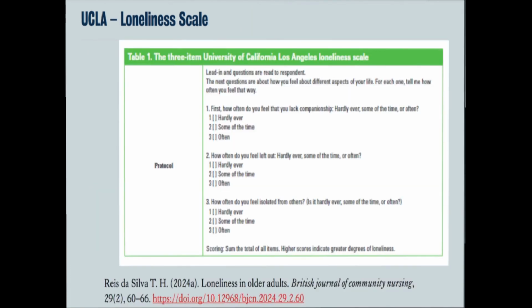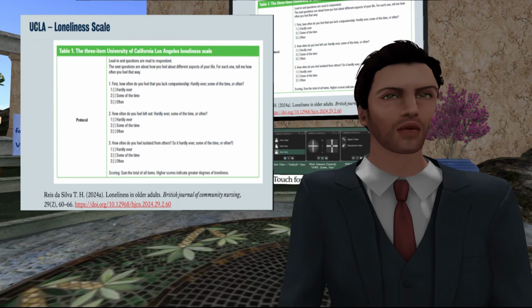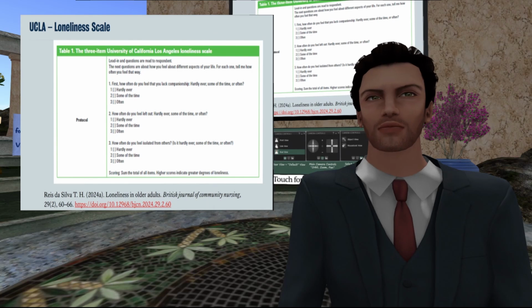You have the score here, from my article, for the UCLA. How often do you feel that you lack companionship? Hardly ever, some of the time, or often. How often do you feel left out? Hardly ever, some of the time, or often. How often do you feel isolated from others? Hardly ever, some of the time, or often. As you can see, it is very quick to score, and I quite like it because it goes direct to the point, but it is negative.